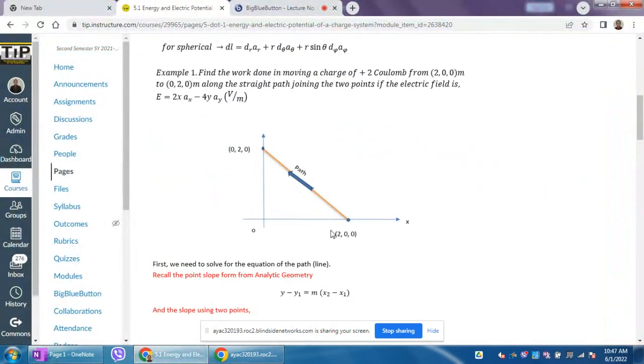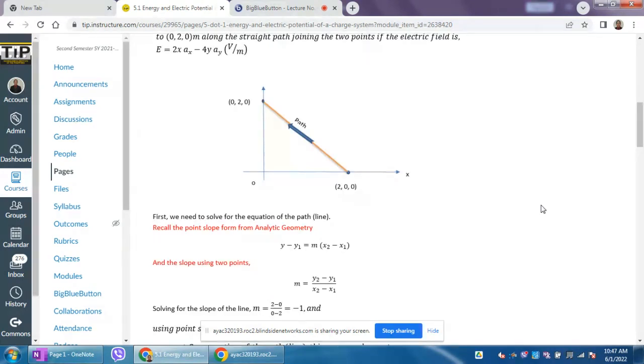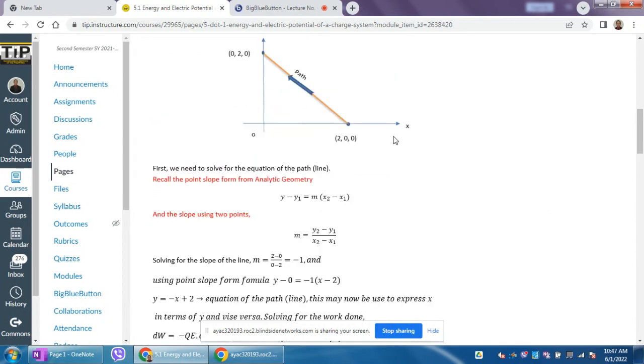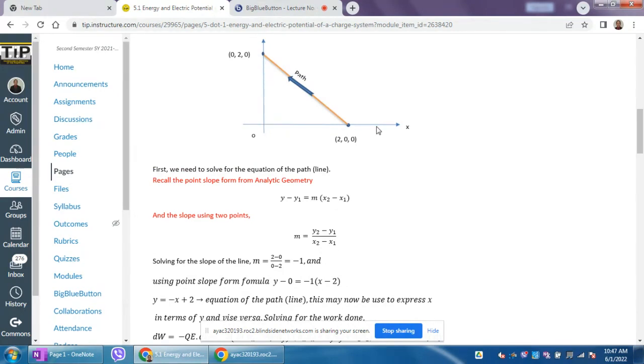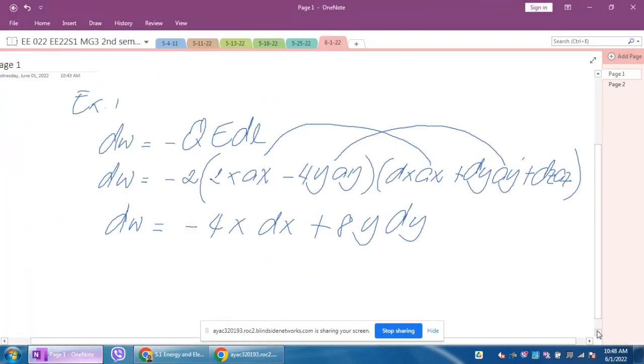Now, dun sa problem po, binigay po yung path natin. This is our path. So, notice, inintroduce po ulit yung point slope form sa analytic geometry. No? Sa analytic geometry natin. Bakit? Kasi we need to establish the relationship between x and y. Kailangan po natin kuhanin yung relationship kasi itong path na to ang ginagamit natin. Isang path lang. Okay. So, kasi di ba yung dW natin 4x dx plus 8y dy. So, ang kailangan ko po dahil isang path lang ang dinadaanan natin ay yung relationship ng x and y at saka relationship ng dx saka ng dy.